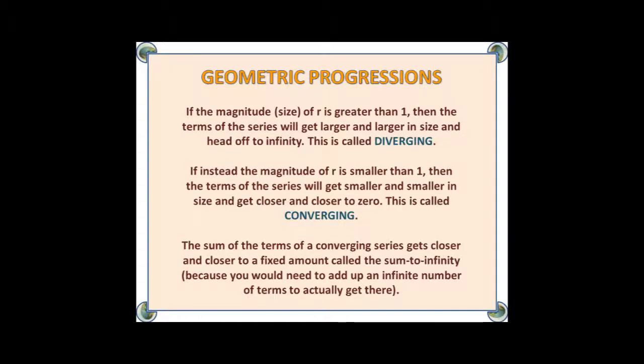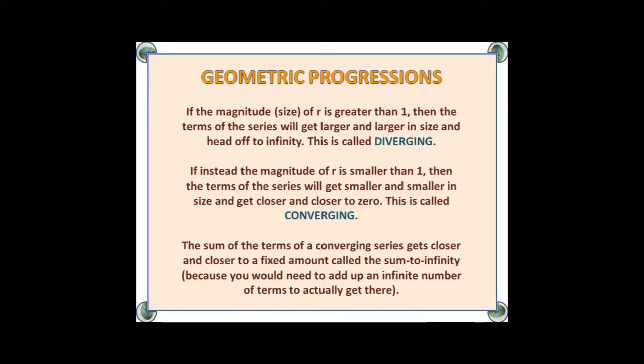If the magnitude, or size, of R is greater than 1, then the terms of the series will get larger and larger in size and head off to infinity. This is called diverging. If instead the magnitude of R is smaller than 1, then the terms of the series will get smaller and smaller in size and get closer and closer to 0. This is called converging. The sum of the terms of a converging series gets closer and closer to a fixed amount called the sum to infinity, because you would need to add up an infinite number of terms to actually get there.